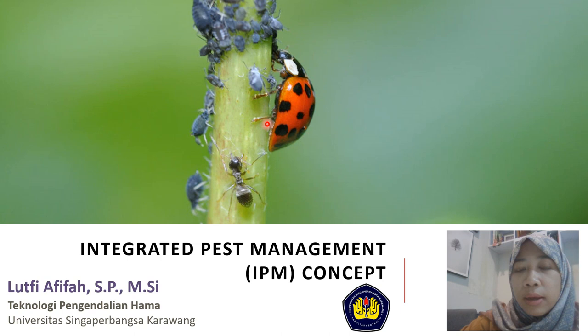They eat aphid. Aphid is kutu daun. The order is Hemiptera. Family is Aphididae. The aphid excretes the honeydew. Honeydew itu adalah embun madu, ya. And they have an association with ants. Also, this ant can protect the aphid colonies.